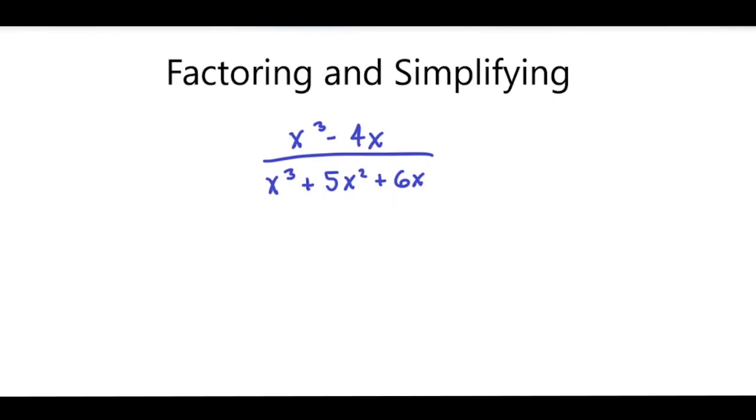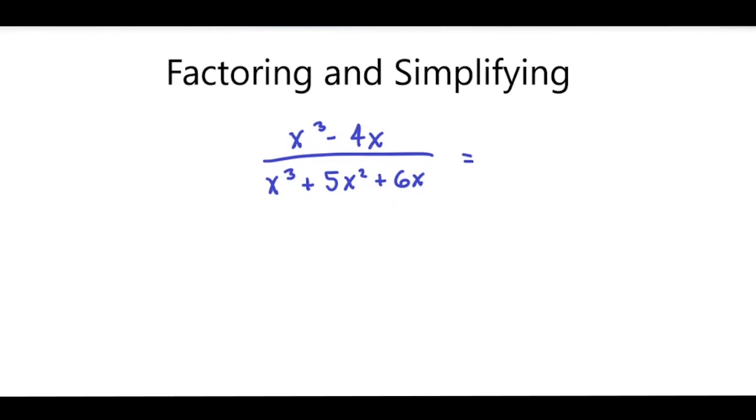Hey guys, today we're factoring and simplifying rational expressions. So here I have x to the third minus 4x over x to the third plus 5x squared plus 6x. So I'm going to look at the top and see if there's anything I can factor out of the top.